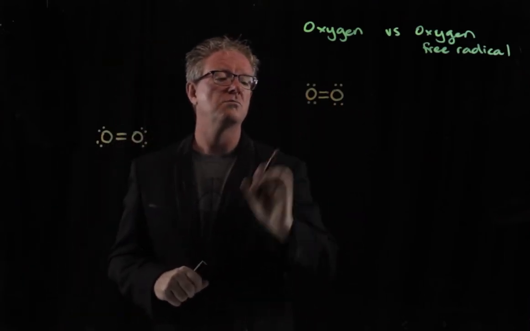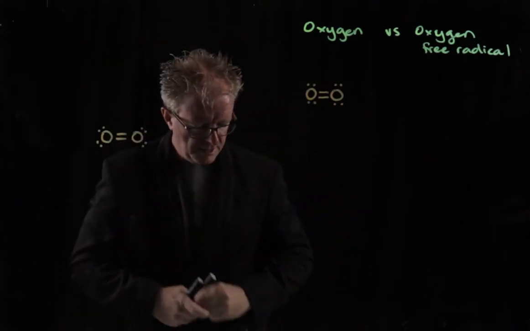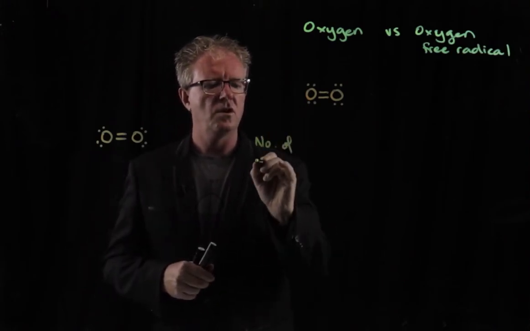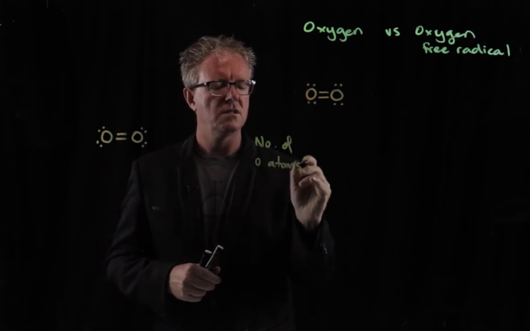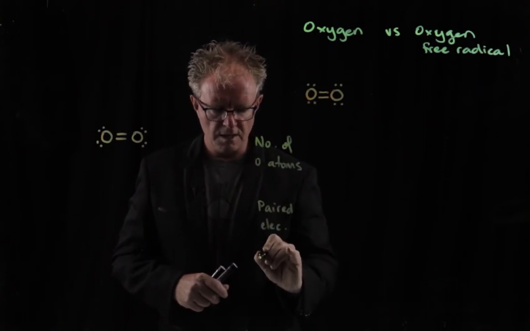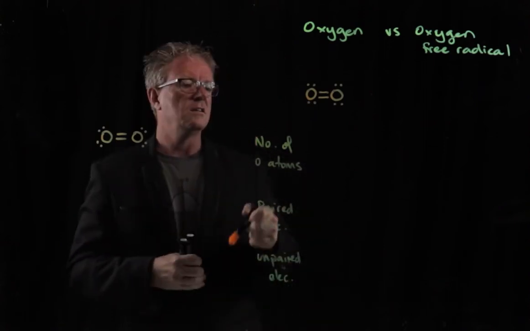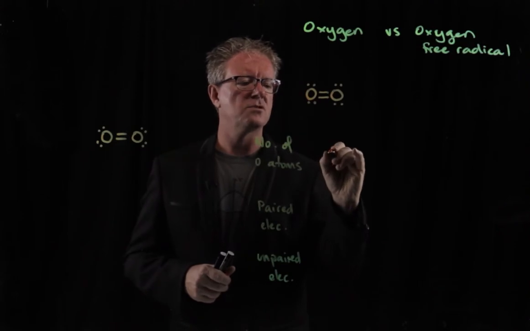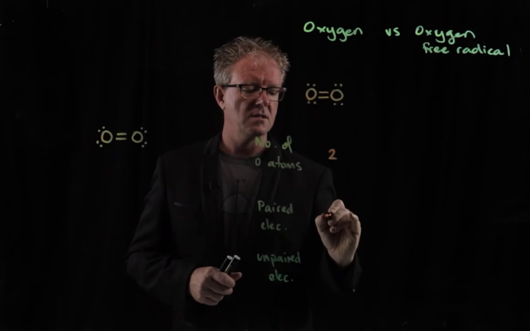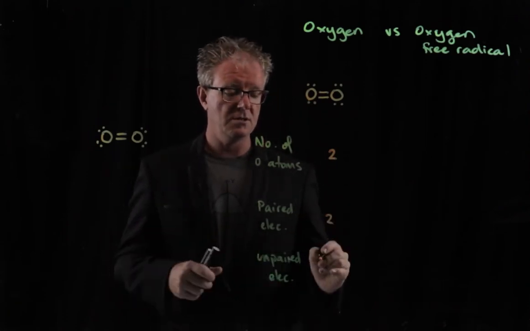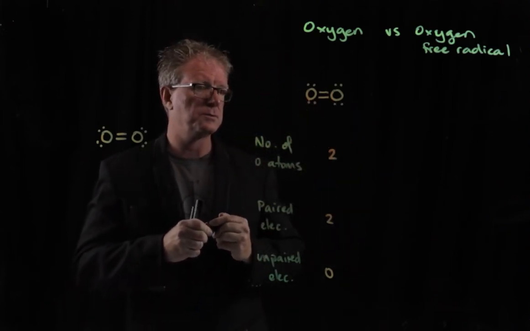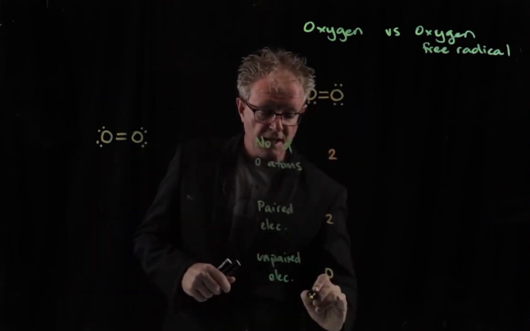So here we have an oxygen molecule, and if we were to look at the properties of that, we could say the number of oxygen atoms in terms of its structure. Then we could talk about paired electrons, and then we could add unpaired electrons. And so in this particular one here, the number of atoms is 2 oxygen atoms. Each oxygen atom has 2 pairs of paired electrons, and there's no unpaired electrons, and therefore we can say it's very stable.